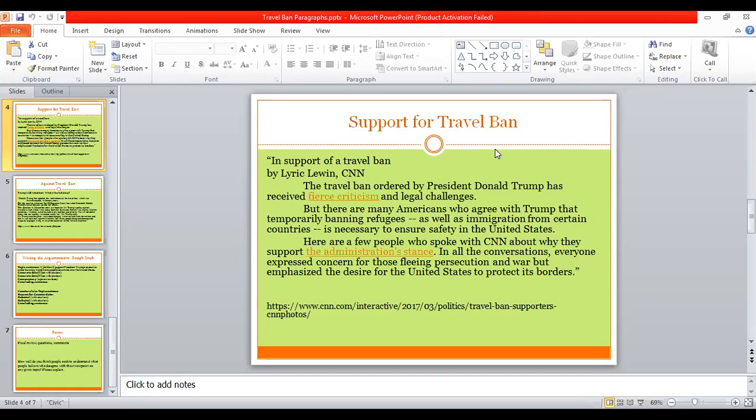Okay, so in here, let's go ahead and pull out, I think this will be helpful. What were a couple arguments that people had in support of the travel ban? So when we look back at this, what do you see there?